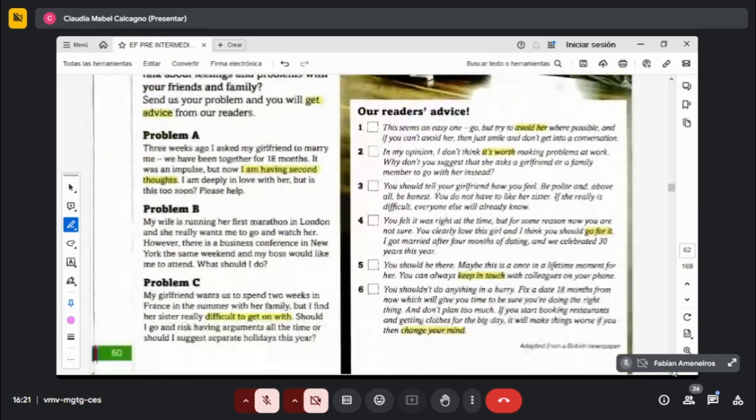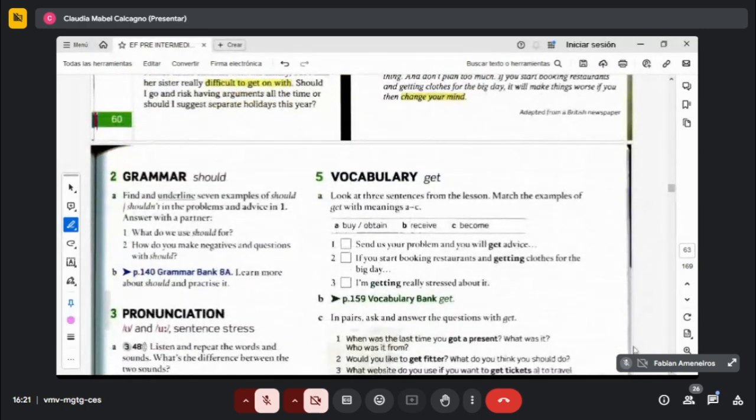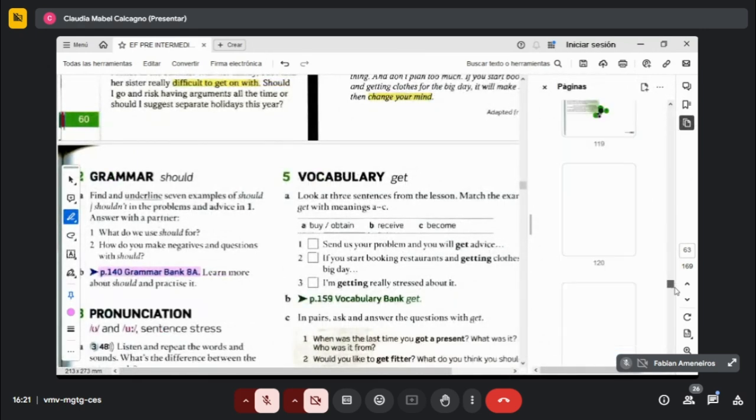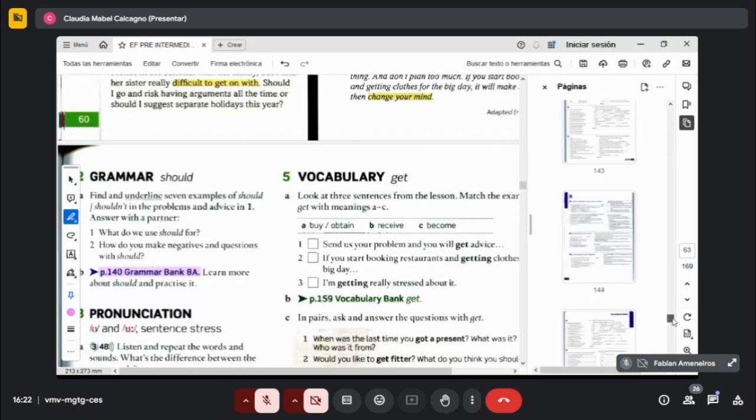Unit 8A. So, page 140. Vamos a ir a la sección de gramática de la unidad 8, que es 8A. Page 140.